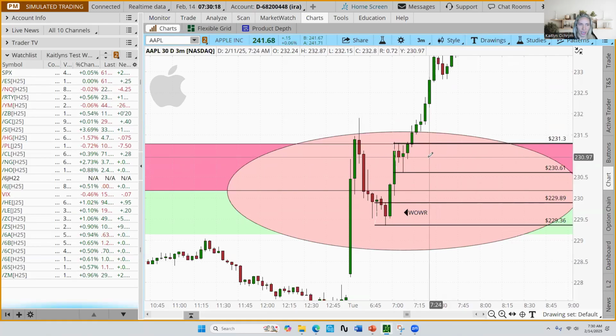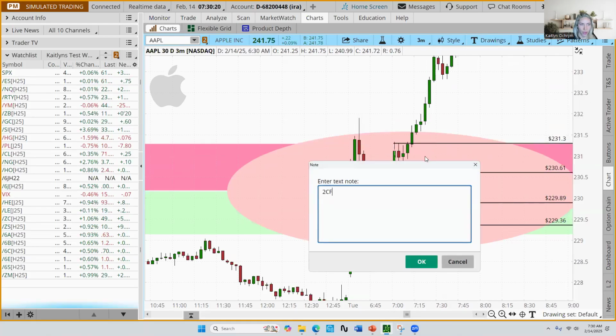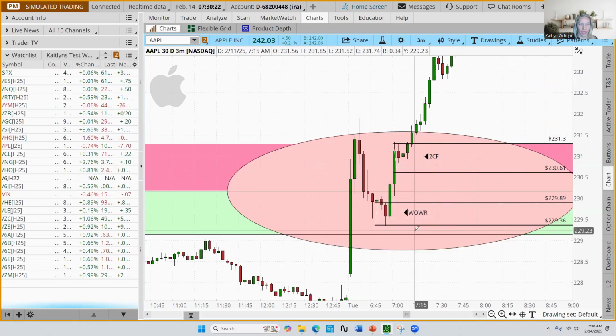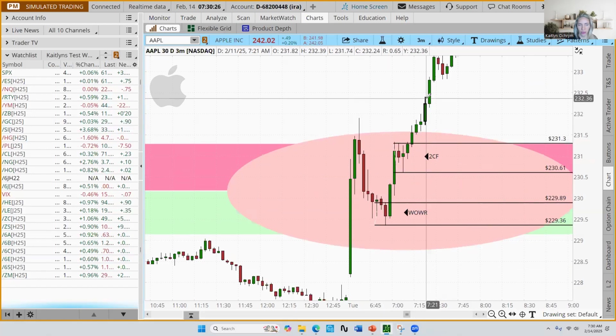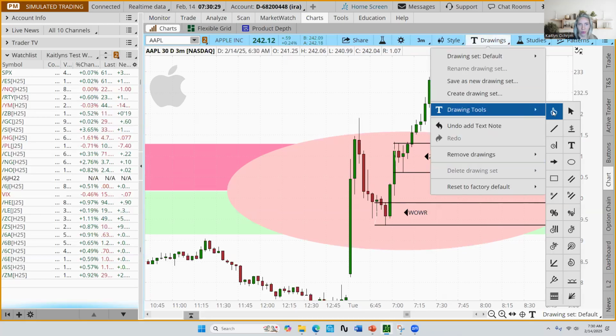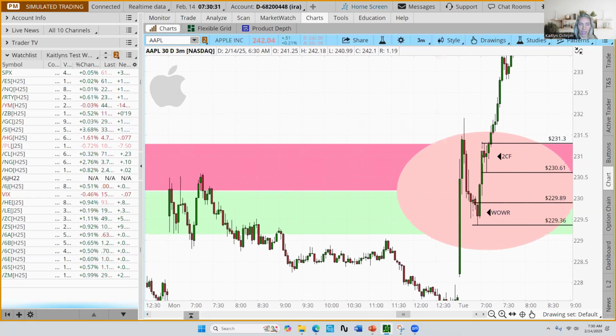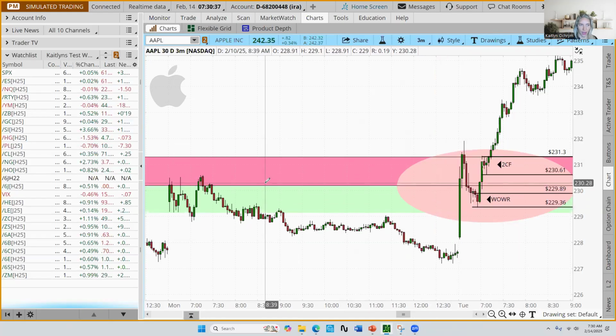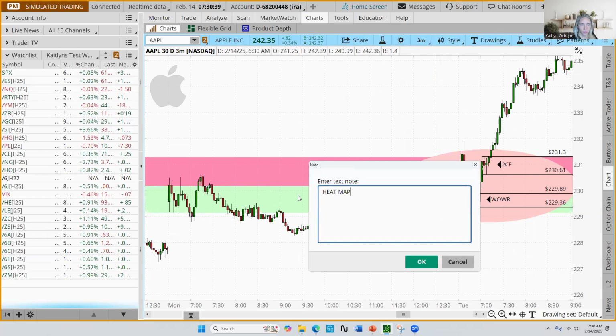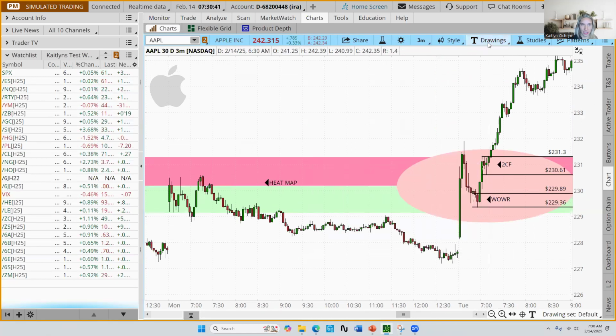So this is actually a great example that has both illustrations. Wick over wick reversal looks like that. Two candle flip looks like that. So now we've found our zones. As far as location, we're using the heat map. I want that in big letters over here. This is our heat map.